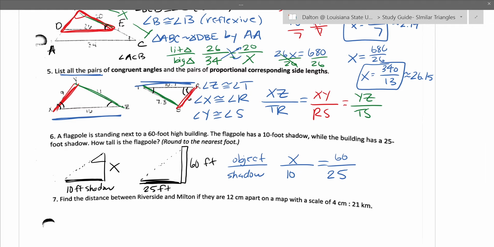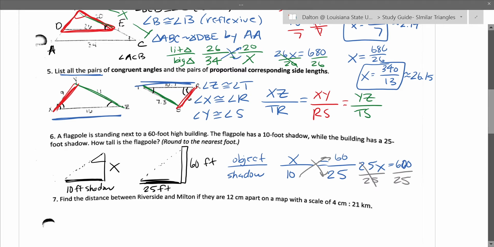Okay, and from here you'll go ahead and cross multiply. So X times 25 will be 25X. 10 times 60 is 600. And then if I divide both sides by 25, I end up with X is equal to 24 feet. So the flagpole must be 24 feet tall.